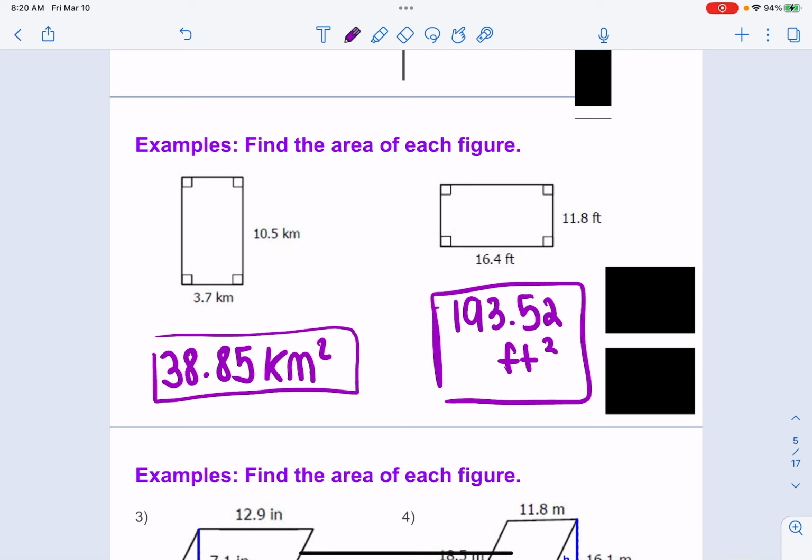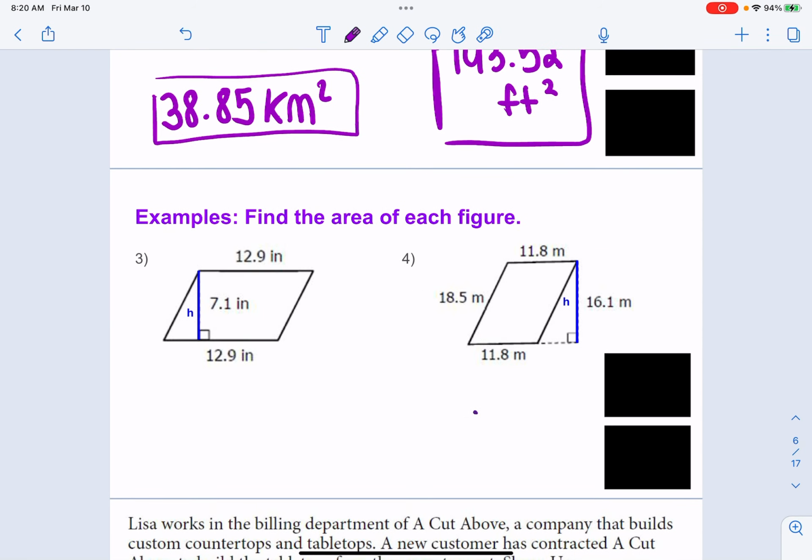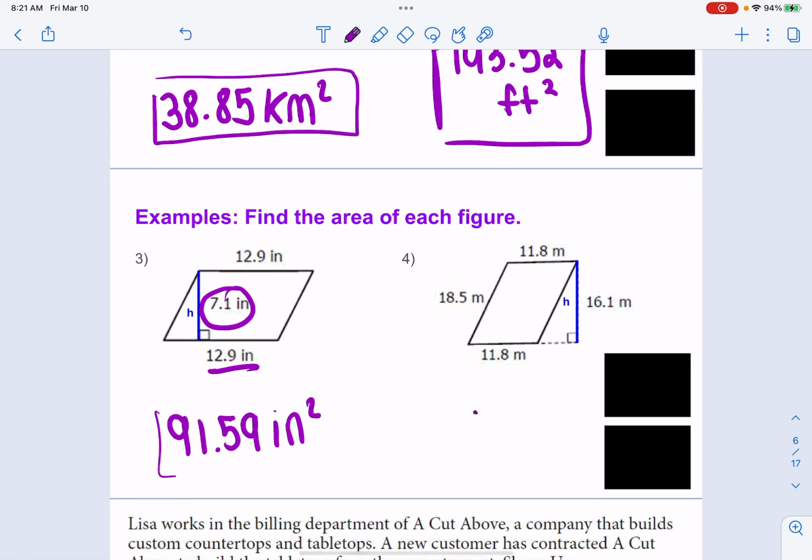For example, 3 and 4, you want to take that perpendicular height that's staying straight up. So I'm going to take 7.1 and multiply it by 12.9, and that's going to be 91.59 inches squared. And then finally, for number 4, you're going to take the perpendicular that's staying straight up.